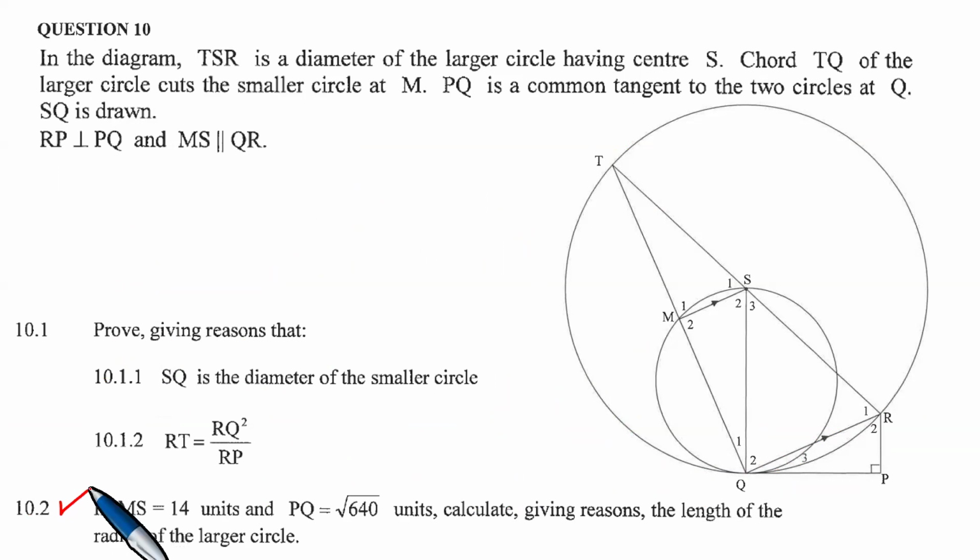10.1.2. Now let's look at the fact that MS is 14 units, and PQ is the square root of 640. So we have 14 units for MS, and PQ is the square root of 640. Calculate, giving reasons, the length of the radius of the larger circle. So in the end, we have 10.2.